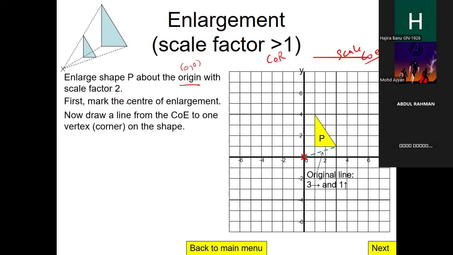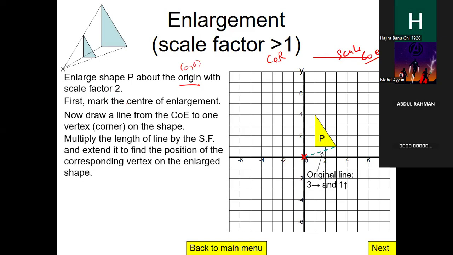Now draw a line from the COE to the corner, and count how many boxes it covers: 1, 2, 3. 3 boxes are covered here. Now this 3 units we will multiply by the scale factor. Scale factor is 2. So 3 times 2 is 6. You come back to the center of enlargement, and from here again you count 1, 2, 3, 4, 5, 6. Now you mark the new corner here. This is your new vertex.